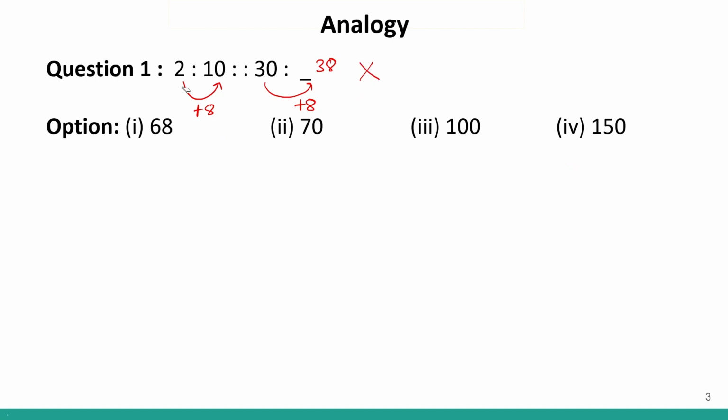Now we will look at another logic. Another logic that I can see is that if we multiply 2 and 5 together, we get 10. So 2 multiplied by 5 gives me 10. Similarly, if I multiply 5 and 30, I will get 150. So 150 will be my answer, which is given in option number 4. Clear?